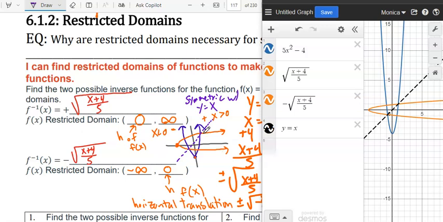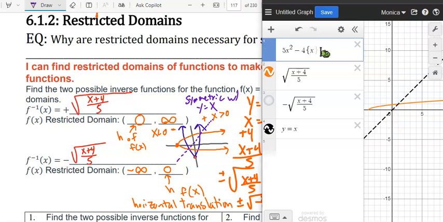Let's see our restricted domains. Let's do just the positive inverse. X is greater than 0. And see, it still is symmetric here. And then if it was less than 0, that would be symmetric with the negative piece here.